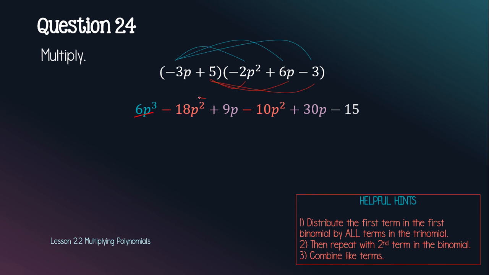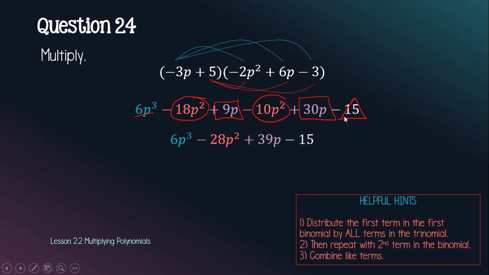But the next term, this negative 18p squared, there's another p squared term. There's a negative 10p squared term. So I'm going to have to combine those together because they're like terms. Now my single p's, I've got 9p and 30p. Those are like terms, so I'm going to be able to add those together. And then my 15 here is just isolated. It's all by itself. There's just one constant, nothing to add it to.